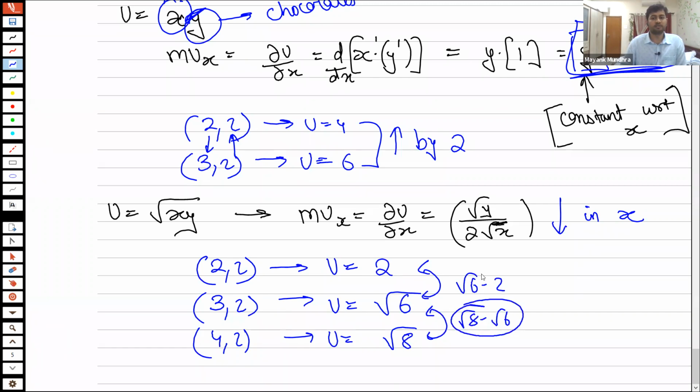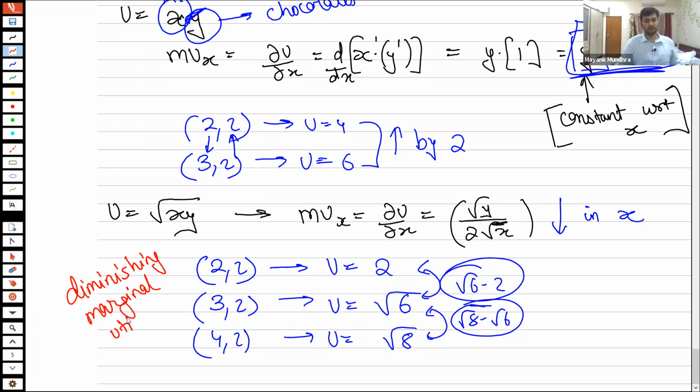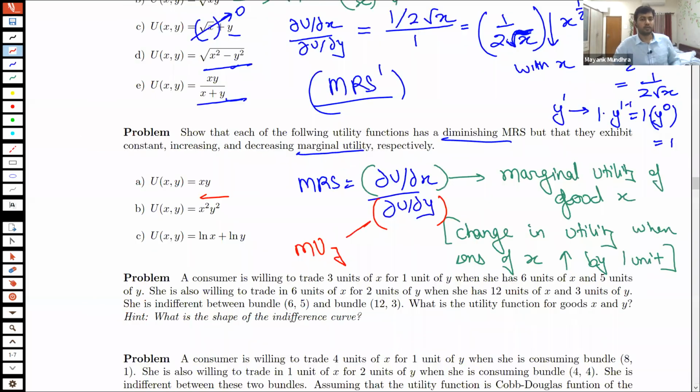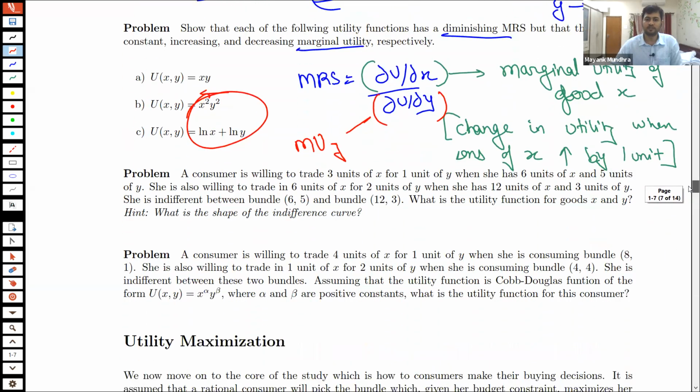This difference is smaller than the previous one. So every next ice cream gives you lower and lower utility. That is what we have. So this is a case of diminishing marginal utility, whereas the earlier one is a case of constant marginal utility. In the remaining questions, you have to find if marginal utility is constant, increasing, or decreasing. Then there are a couple of problems which you have to look at.